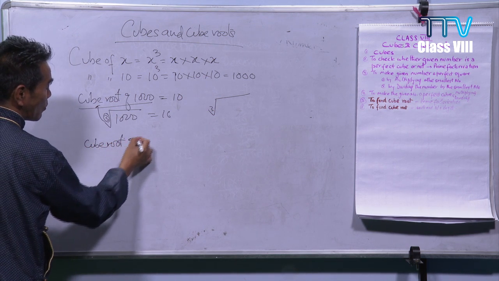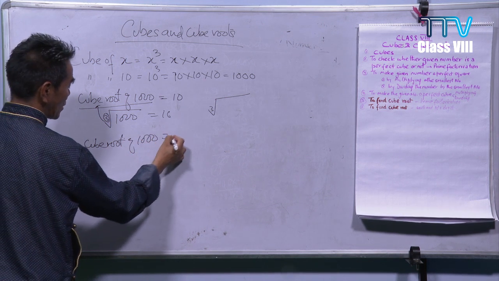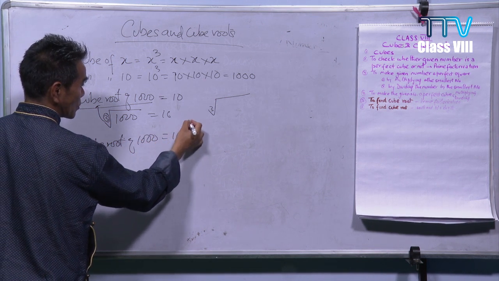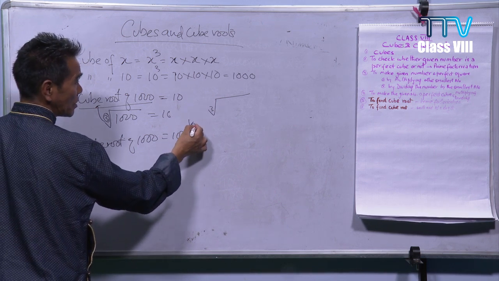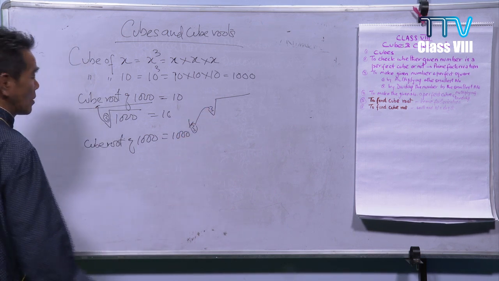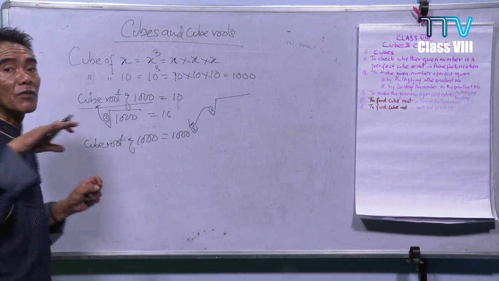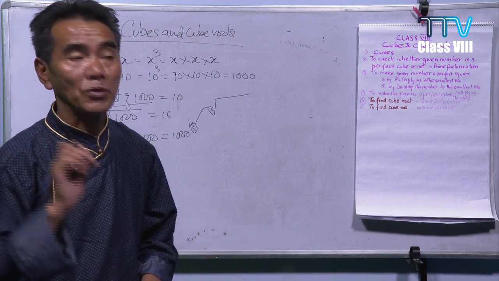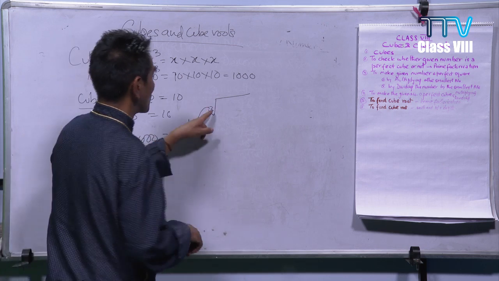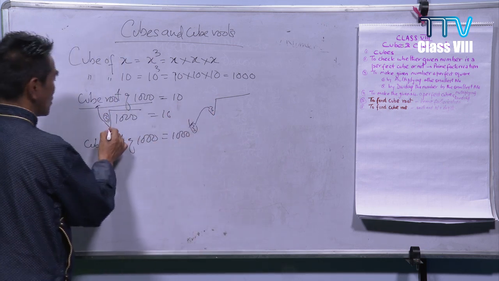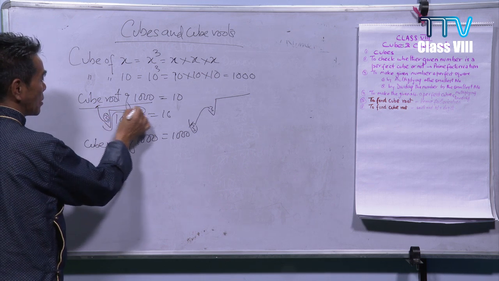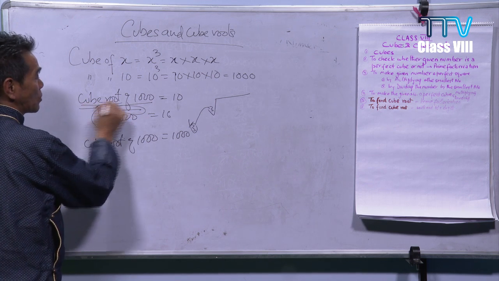Cube root of 1000 can also be written as 1000 raised to power 1 upon 3. The denominator 3 is the power, the denominator of the fraction; the denominator 2 for square root, 3 for cube root.